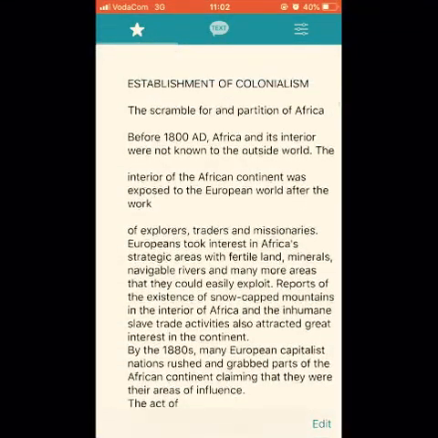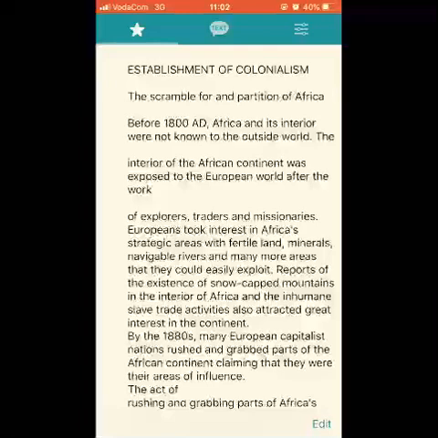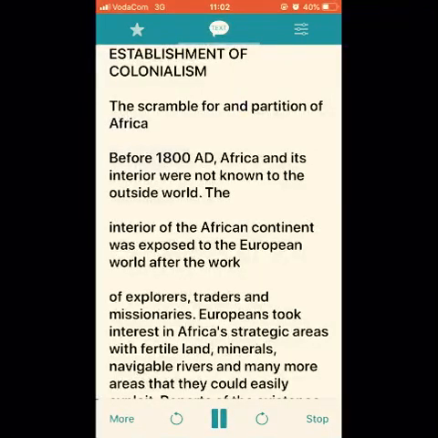Establishment of colonialism. The scramble for and partition of Africa. Before 1800 AD, Africa and its interior were not known to the outside world. The interior of the African continent was exposed to the European world after the work of explorers, traders and missionaries.